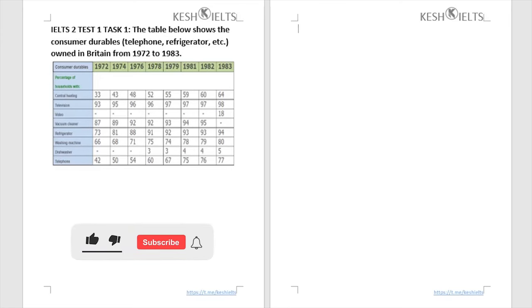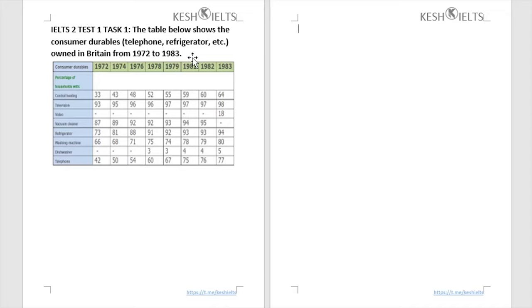Alright, here's from IELTS 2, Test 1, Task 1. The table below shows consumer durables, telephone, refrigerator, etc., owned in Britain from 1972 to 1983. So as you can see, we have a table here and it gives us a huge amount of data, and we have to write on this now. So okay, I'll start writing without any further ado.